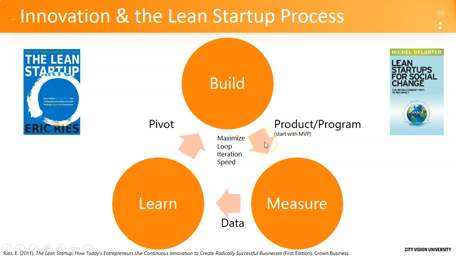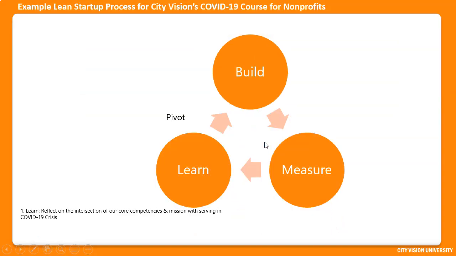So let me talk about an example of this. We did this recently with the COVID crisis. The first step was we were reflecting on the intersection of our core competencies as an organization and our mission with serving in the COVID-19 crisis. So we started with the learning. Then the first thing we did is we created a COVID-19 toolkit Google Doc. And then we did a webinar slide deck as our minimum viable product. And we wanted to test that.